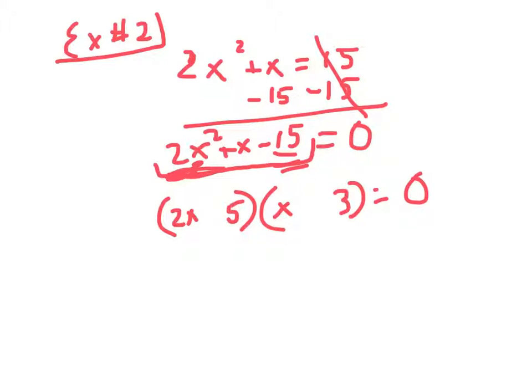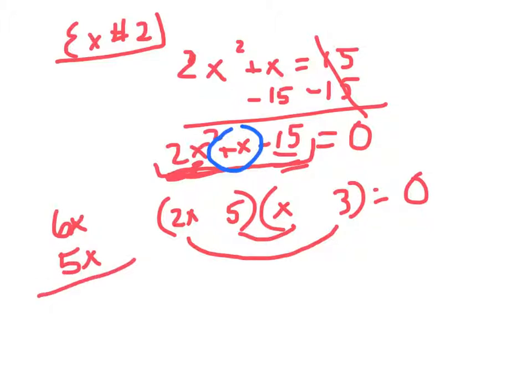Now it could be a 3 and a 5, it could be 15 and 1. So I like to mess with my outers and inners to see if I can get that middle answer of positive 1x. My outers, 6x. My inners, 5x. Ooh, this is going to work out lovely. So then if I check this, I want a positive 1 from the middle there, so the 6 has to be positive, the 5 has to be negative. So the negative 5 here, positive 3 here. So this is how you get this problem. Let's just double check. 2x squared, 6x minus 5x is 1x, and then negative 15. It all works out good.